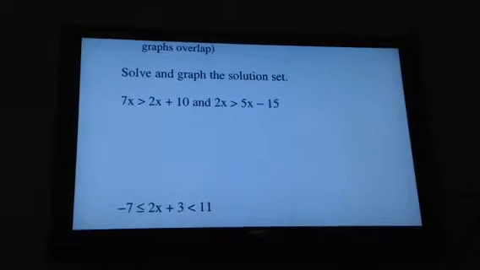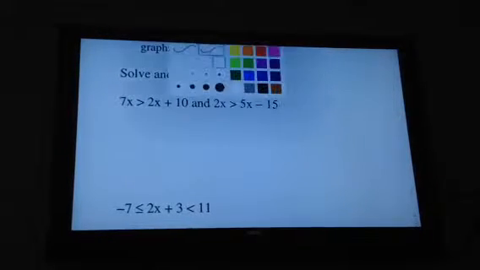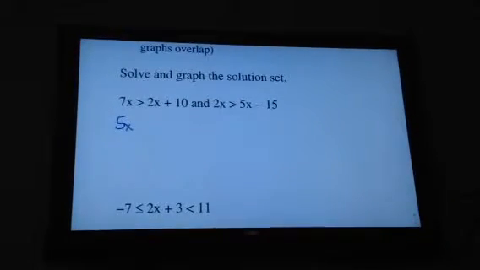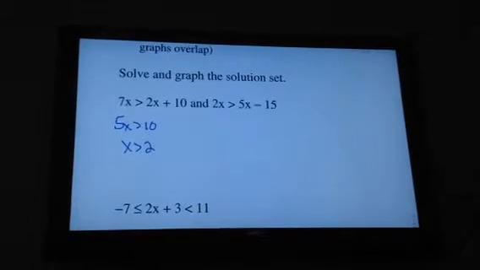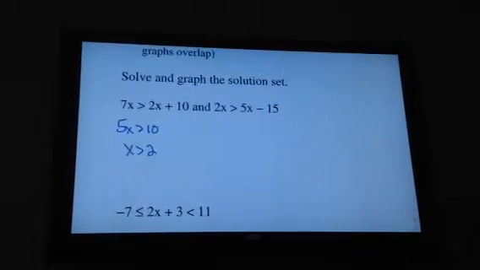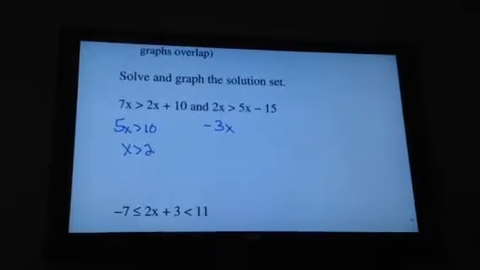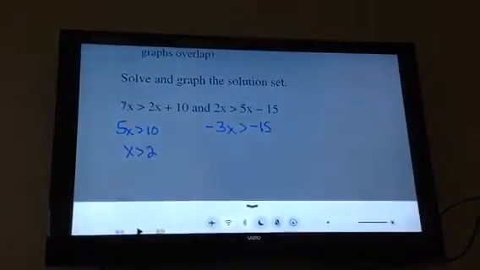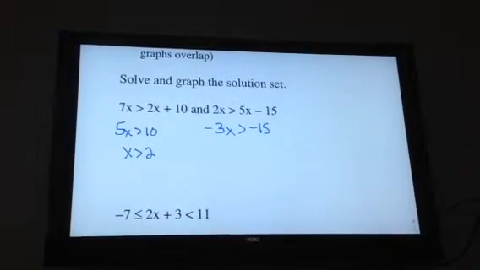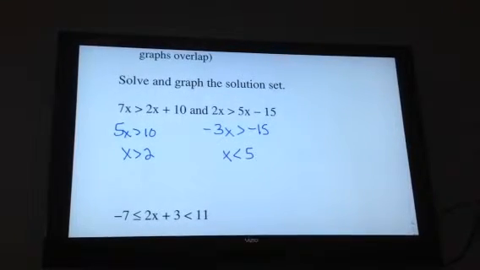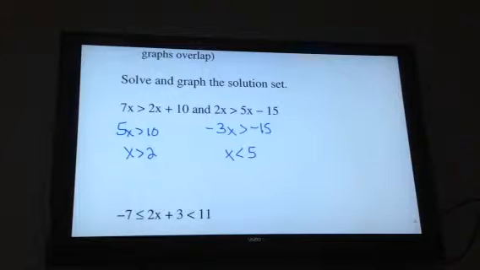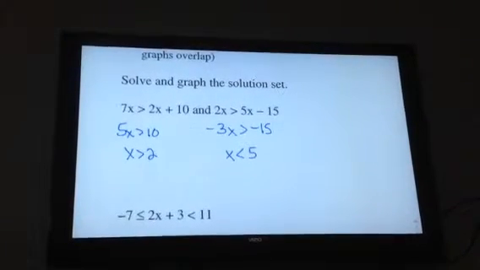So, solve and graph the solution set. Okay, so we'll solve both inequalities. We'll subtract the 2x. So we'll have 5x is greater than 10, divide, and x is greater than 2. And on the other side, we're going to subtract 5x, so we're going to have negative 3x is greater than negative 15. And then divide by negative 3. We're dividing by a negative, so make sure you switch the direction of the inequality symbol. x is less than 5. Okay, so that's not our algebra answer yet.